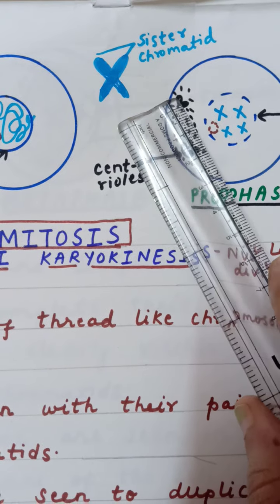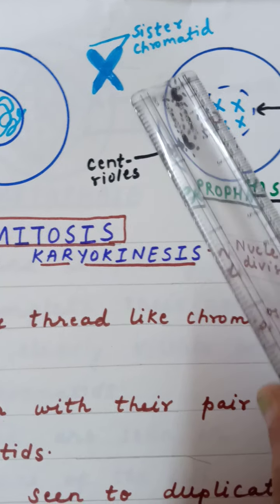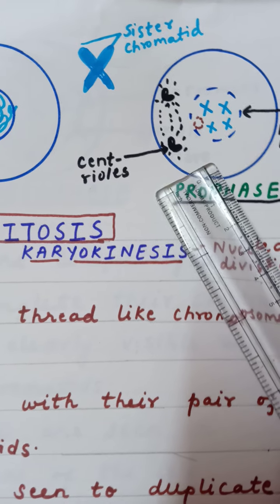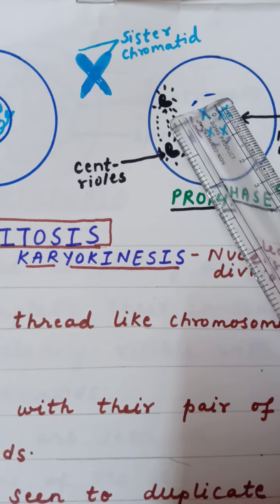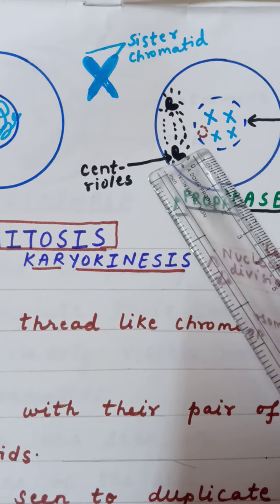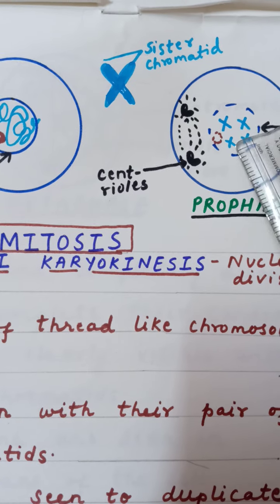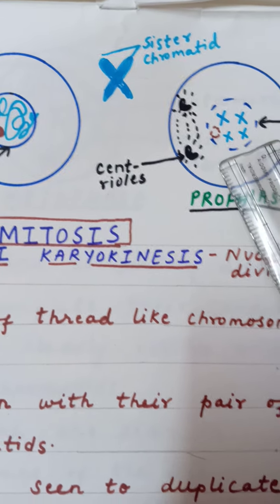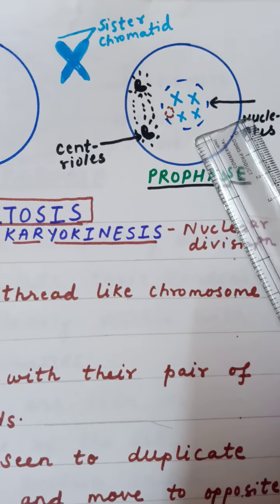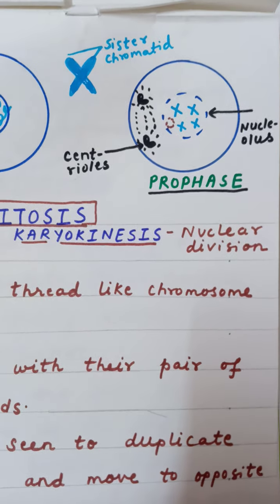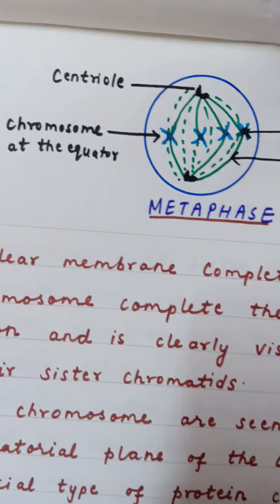The centrioles also duplicate and they move towards the poles of the cell. At the end of prophase, the nuclear membrane starts to disappear. Now this nuclear membrane and nucleolus both start to disappear in prophase. Next step is metaphase. What happens during metaphase?